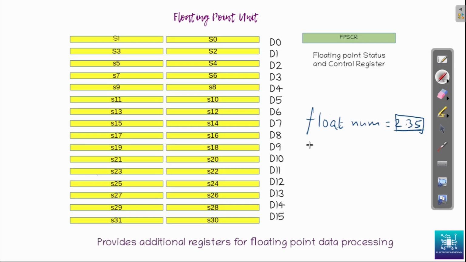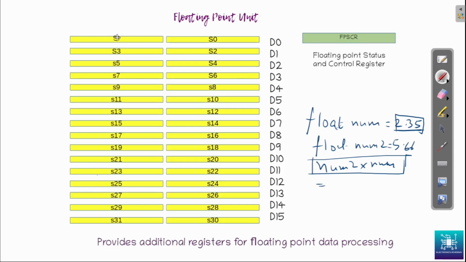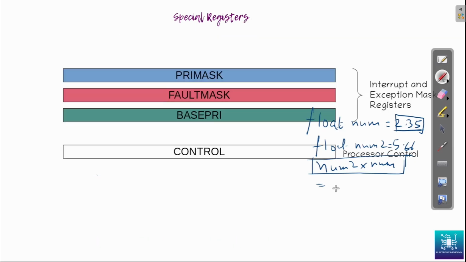But then the moment you declare float num2 equal to 5.66, and then say num2 into num, the moment you try to do some operations on these two values, these registers start getting used. At that point these floating point registers will come into action. So that is the use of the floating point registers.